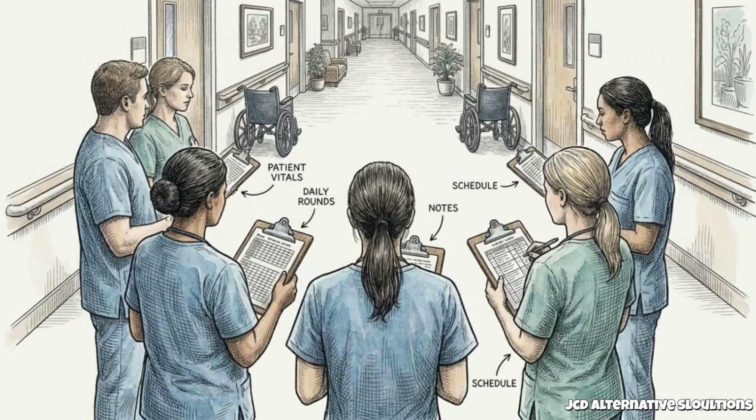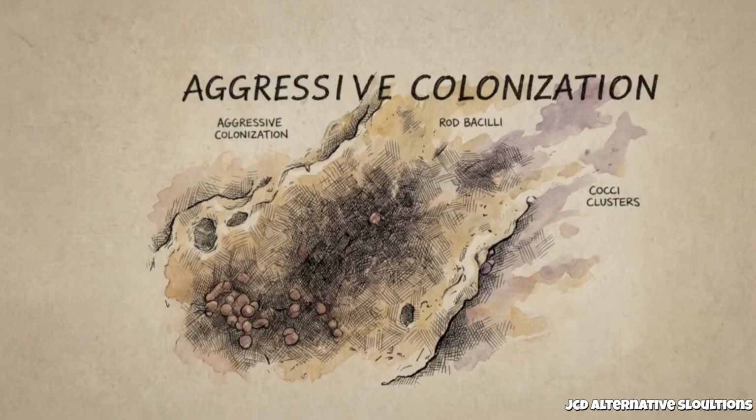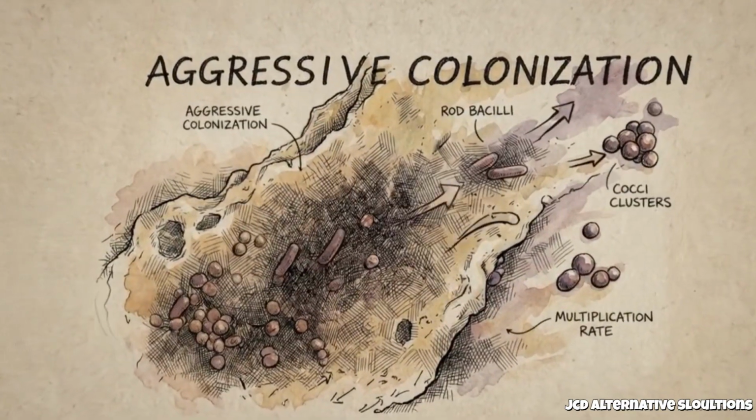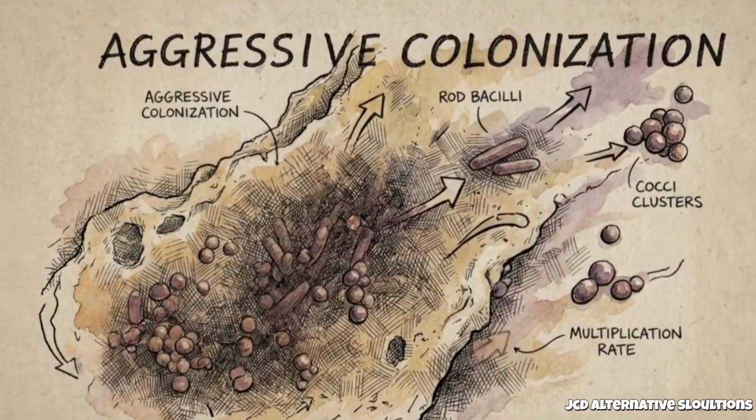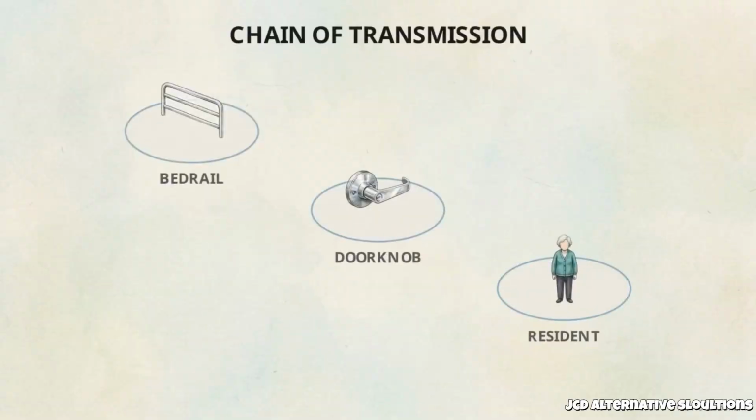Before we begin rounds, we need to address the primary cause of avoidable resident hospitalizations in this facility: healthcare-associated infections. Pathogens are a moving target. On a single contaminated surface, bacteria can multiply thousands of times in a few hours, moving from bed rails to doorknobs to the residents themselves.